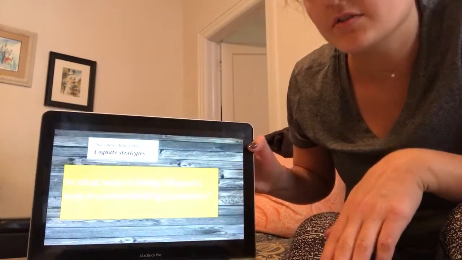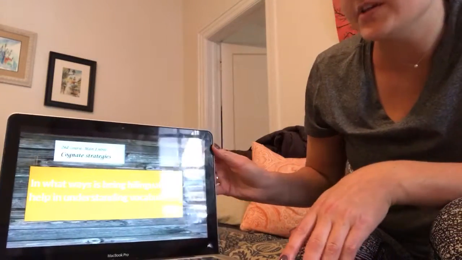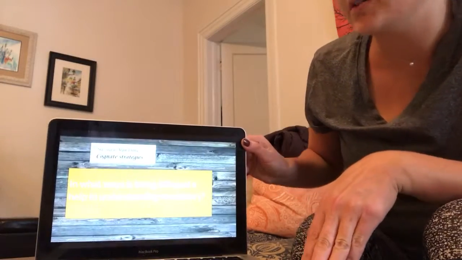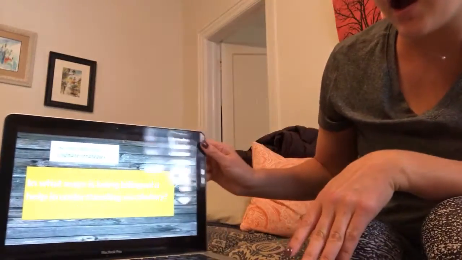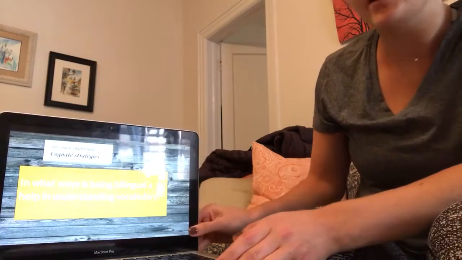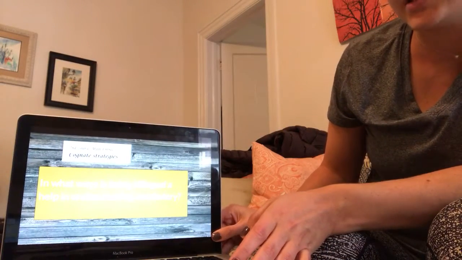Oh, this one's a little tough to read. Okay, so this one is just a question. So this is our second course, our main entree, yummy, yummy. And it says, in what ways is being bilingual a help in understanding vocabulary?